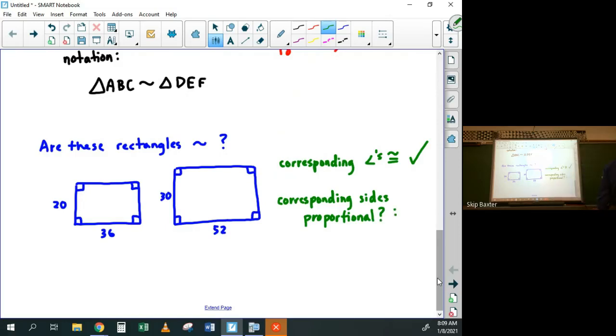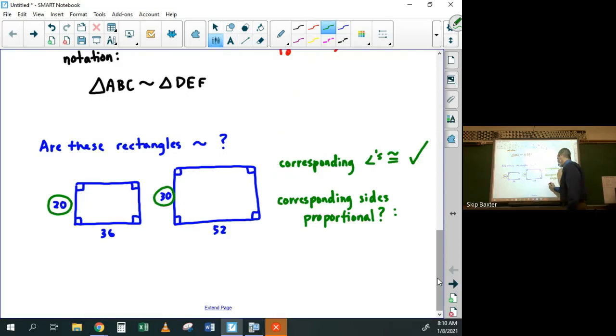The way you check that is you figure out which sides go together and you make a fraction out of them, right? So in this case, I know the 20 goes with the 30. The way I know that is not by my picture, but because they're rectangles and those are the shorter sides of the rectangles, right? So don't be fooled by a picture that's drawn weirdly, okay? I know that the 20 goes with the 30 because the 20 is the shorter side of this rectangle, and the 30 is the shorter side of this rectangle. That's how I know they go together. They're corresponding.